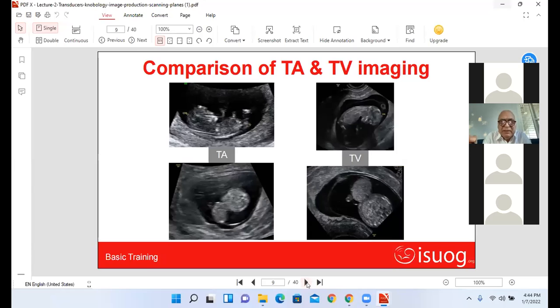So again, here there is a comparison. Look at the two images here. There is one example as shown here, and how detailed it is with the transvaginal, and how much is the resolution with the transabdominal. Again, this will depend on, as I said, the distance and the nearness of the probe. Next slide, please.